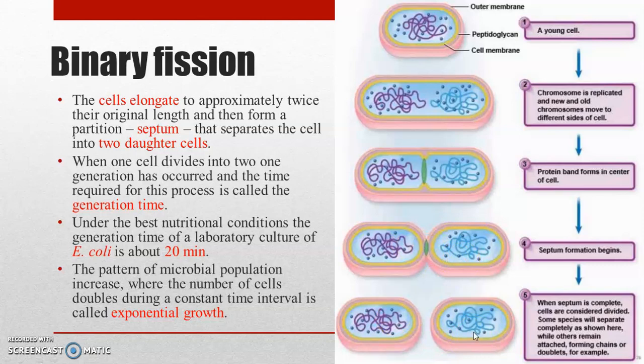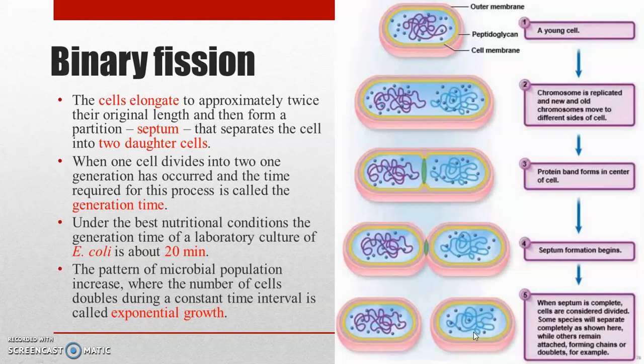And when a cell divides into two daughter cells, we say that a new generation is formed, and the time taken for the formation of a new generation is called generation time. And this varies for different species of bacterial cultures, and for E. coli, under the laboratory conditions, if we are providing optimum nutrient conditions, the generation time of E. coli is about 20 minutes.